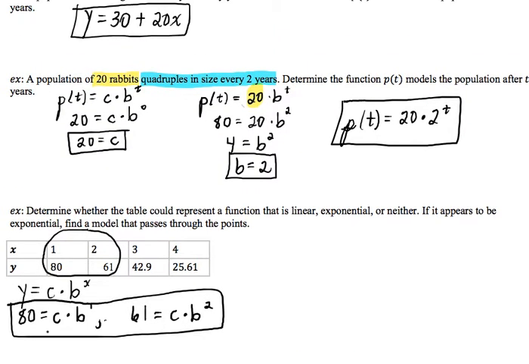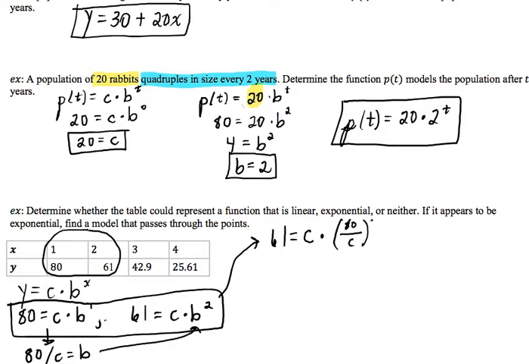Okay, so I'm going to solve this first equation for b. So we get 80 divided by c is equal to b. And I'm going to plug that in for that b right there. So I have 61 equals c times 80 over c all squared. Now we can solve this equation for c. So I have c divided by c squared here. So one of those c's cancels, so I get 61 equals 80 over c. And I want to solve this for c, so 61c equals 80. So c is 80 over 61.